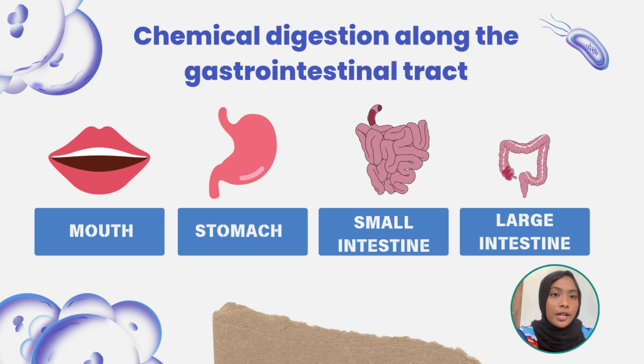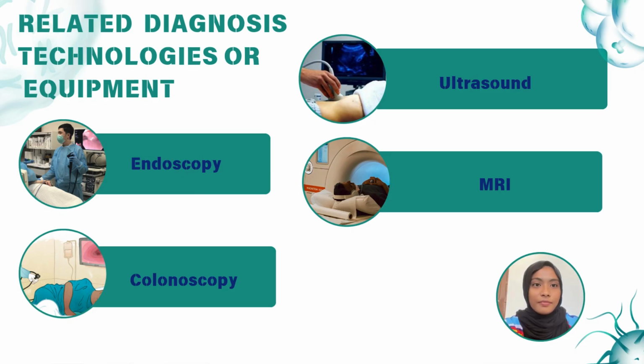Bile from the liver helps digest fat. Tiny enzymes in the intestine finalize digestion of carbs and proteins into sugar and amino acids. At the large intestine, some bacteria help break down leftover materials and absorb water and nutrients. So for the last question, here are the related diagnosis technologies or equipment.